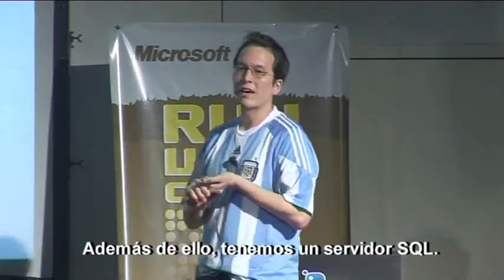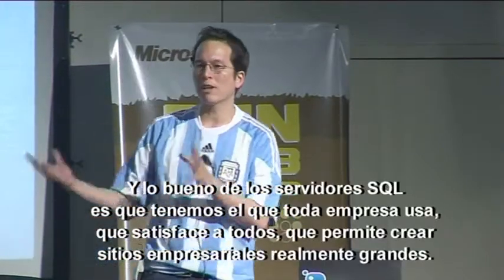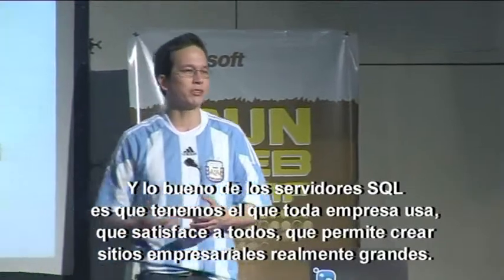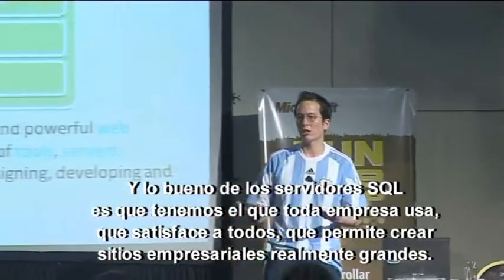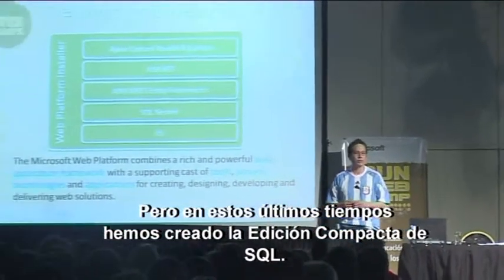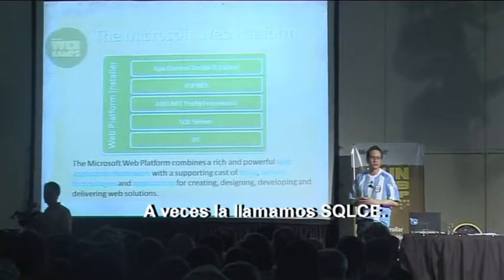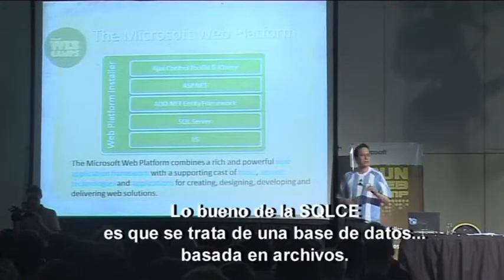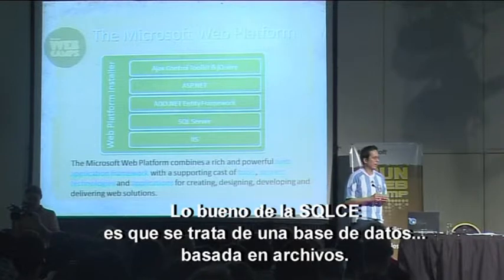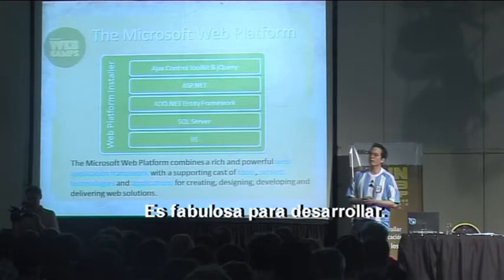On top of that, we have SQL Server. What's nice about SQL Server is we have the enterprise one that everyone's familiar with, the one you run on your server and you can power really large enterprise sites. But recently we've come out with SQL Server Compact Edition, or what sometimes we call SQL CE. The real nice thing about SQL CE is that it's a file-based in-proc database. So it's really great for development.